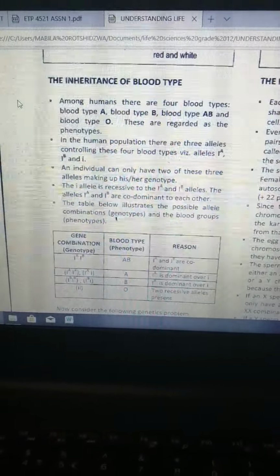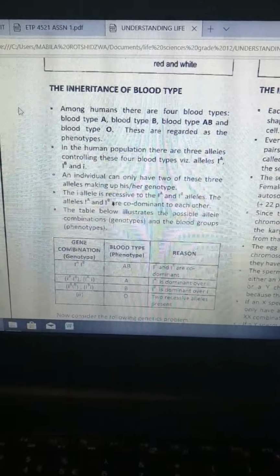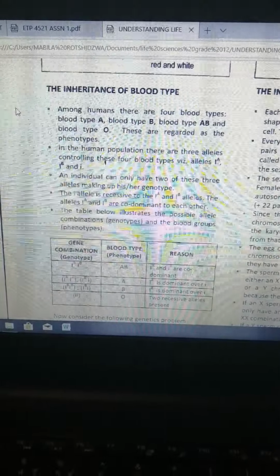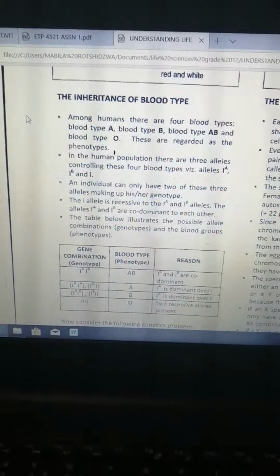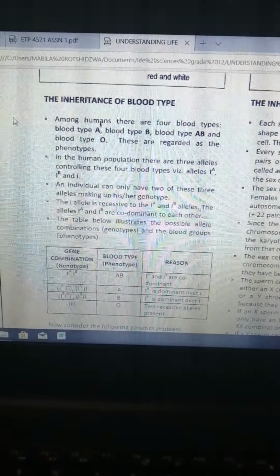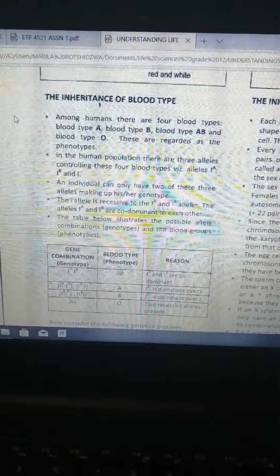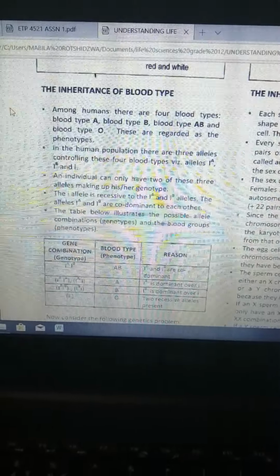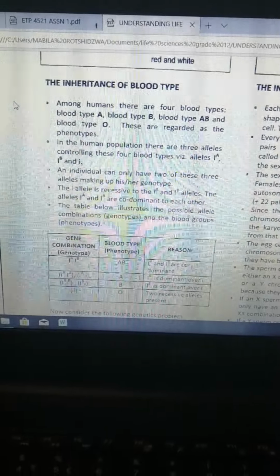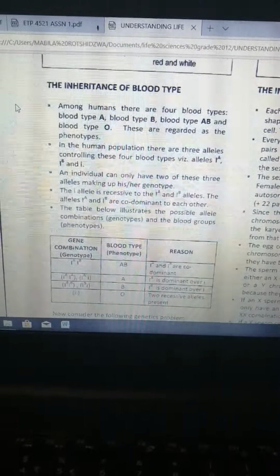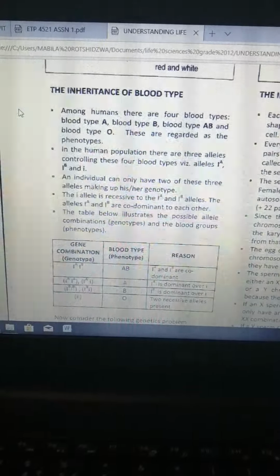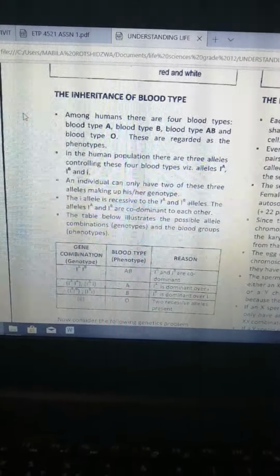Now, in a normal human being, each and every one of us, we have 4 blood types. The first one is blood type A, the second is blood type B, the third is blood type AB, and the last are those with blood type O. These blood types A, B, AB and O are the phenotype, because we are able to see them, the physical appearance of the 4 blood types that we have stated.